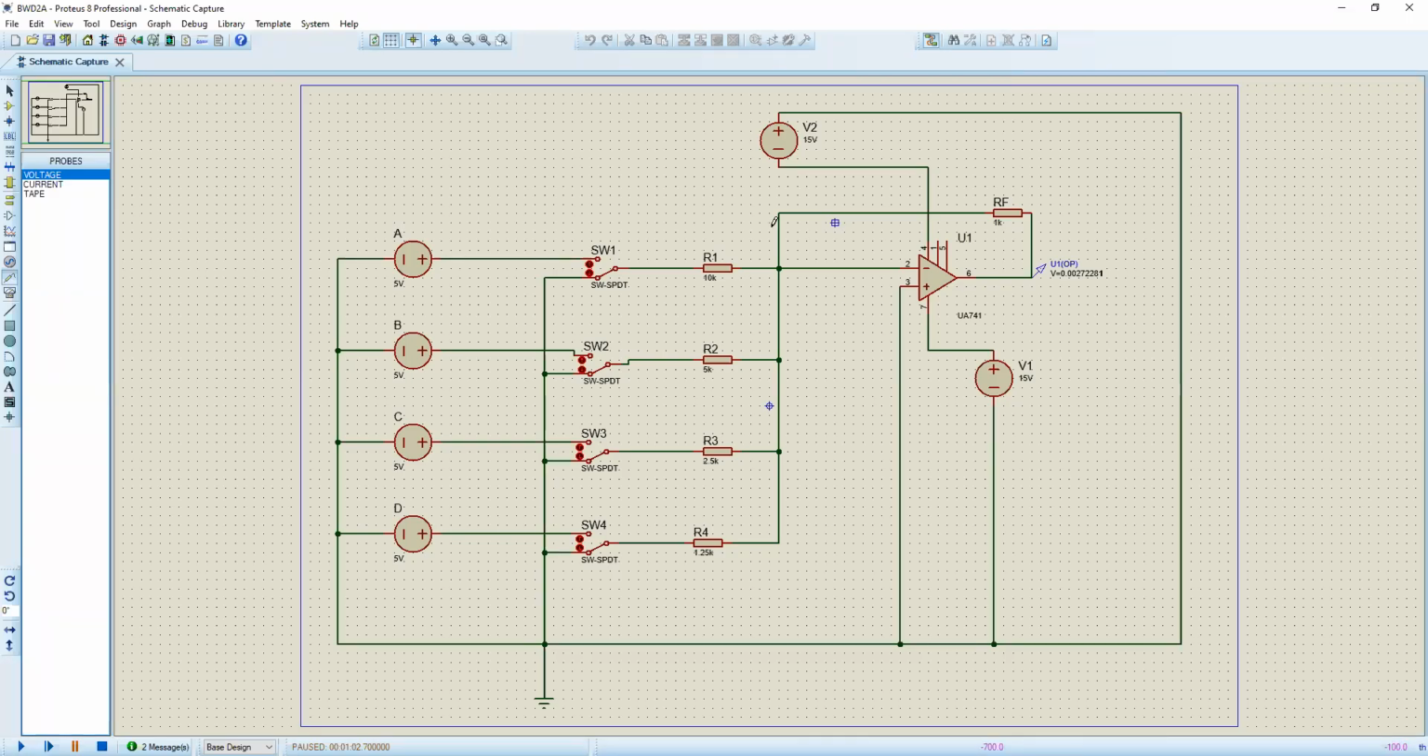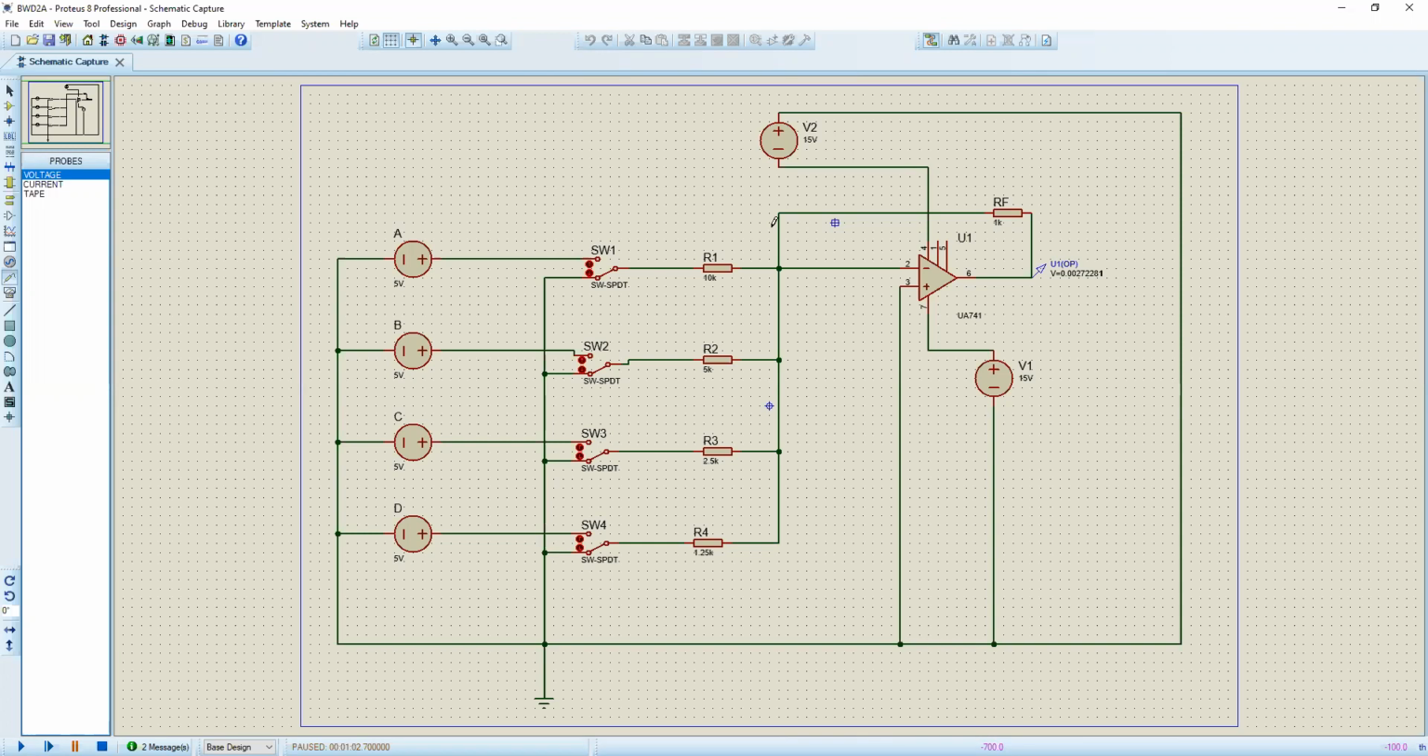Hello everyone, welcome to the Proteus simulation of binary weighted digital to analog converters. So you can see the circuit in the Proteus software. It has four inputs A, B, C, and D.